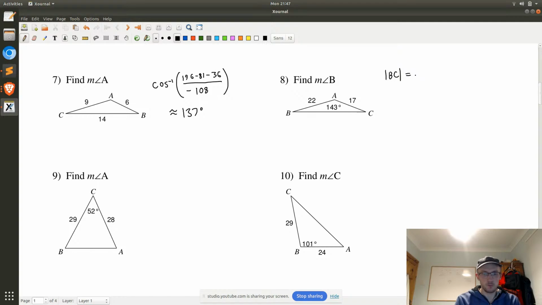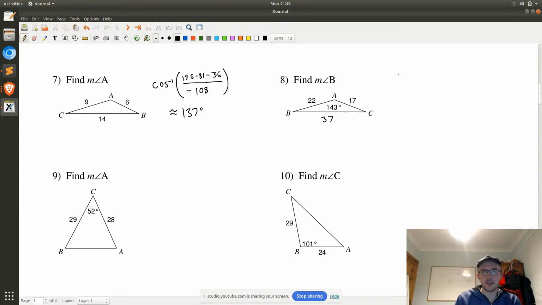22 squared, 484. 17 squared, 289. Take away 2 times 22 times 17 times by the cosine of 143. So that gives me 37 for the opposite to the nearest tenth, but I will use that figure to get the angle B somehow. Well, now it is the cosine rule, but now it is the sine rule, but I just didn't realize it before.